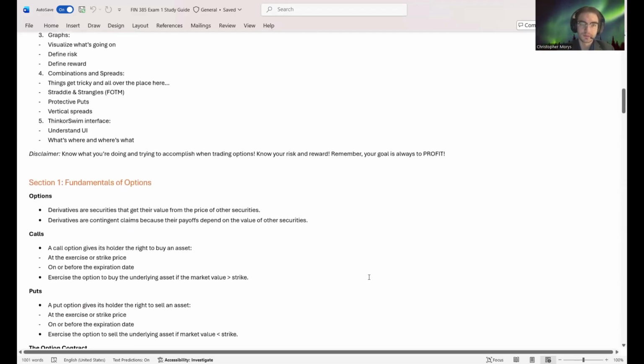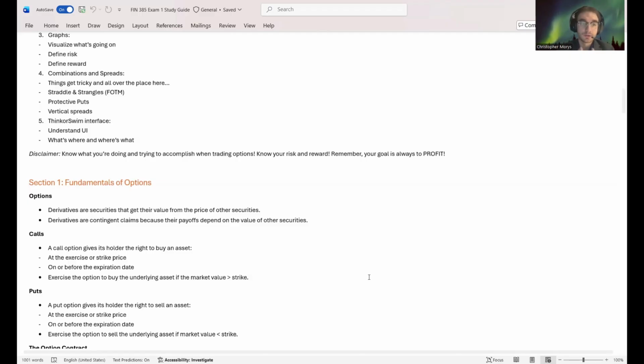This is a little disclaimer before we move forward. Know what you're doing and trying to accomplish when trading options. Know your risk and reward, and remember, your goal is always to profit in options trading.